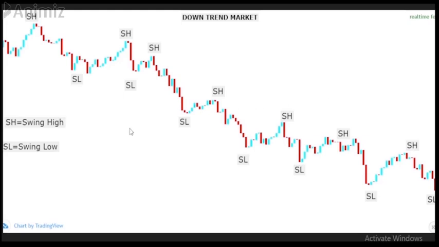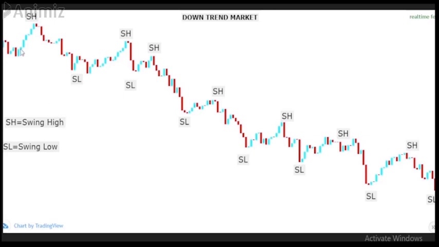Now if you look here, my SH is going to represent swing highs, then my SL is swing lows. Some people call these things pivot high, pivot low, or popularly known as higher highs, higher lows. But I'm going to be using swing highs because I'm looking at the swing point. So what do I mean?